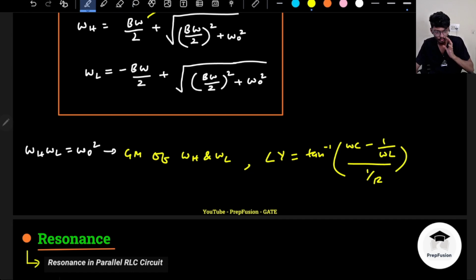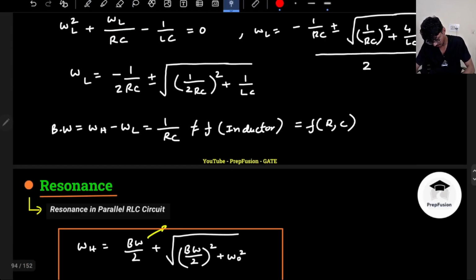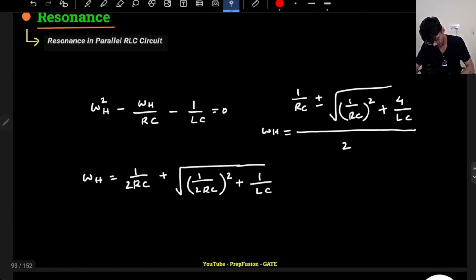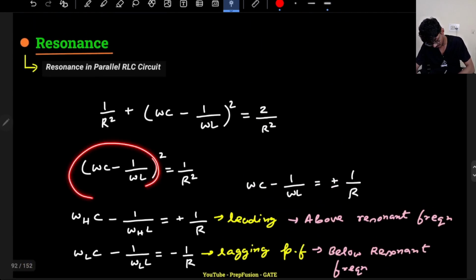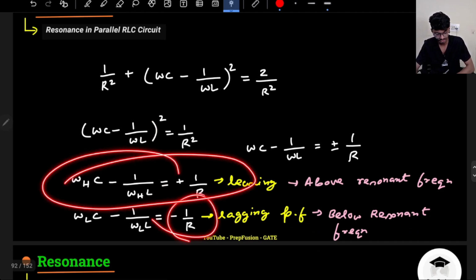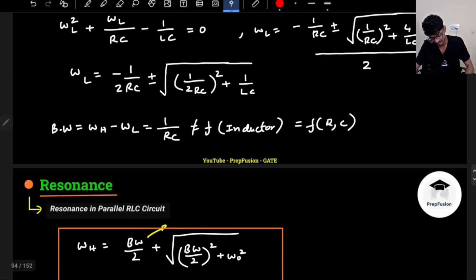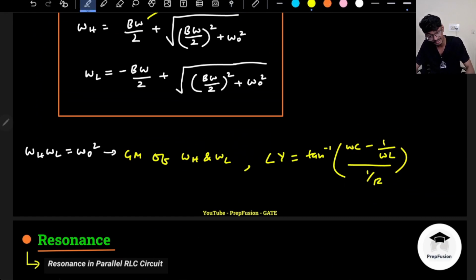So now what I can comment is that omega C minus 1 by omega L is either equal to plus 1 by R or equal to minus 1 by R, right? If I take plus 1 by R, what will this be? This will be tan inverse 1, that is plus 45, and that makes sense because the admittance angle is positive, it should be capacitive, which we have already discussed.